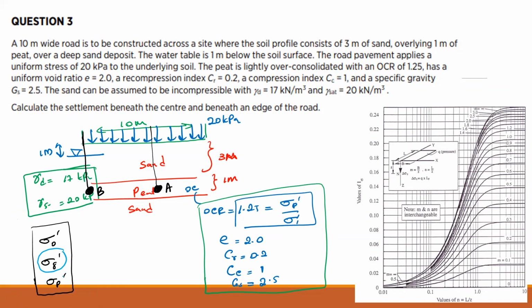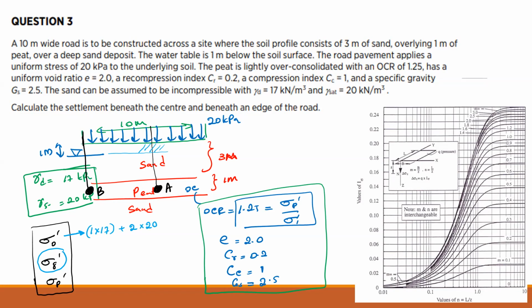So what is the sigma naught? How do we find this? What else do we have on top of this? You have the sand on top of it. Yes, so start with the sand. Up to here, is the sand dry or saturated? Dry. This 1 meter is dry. So sigma dry times 1 meter, isn't it? So 1 times 17. Do you agree? Yep, and 2 times 20.